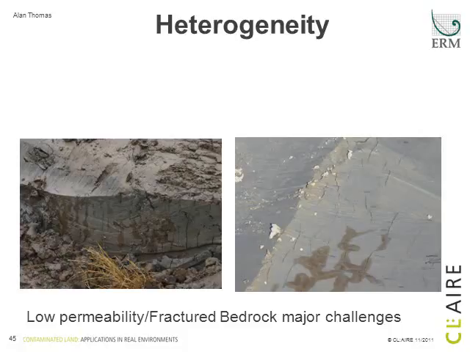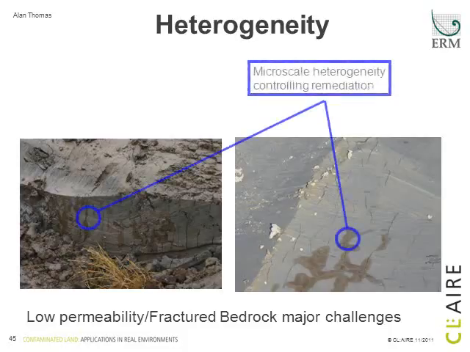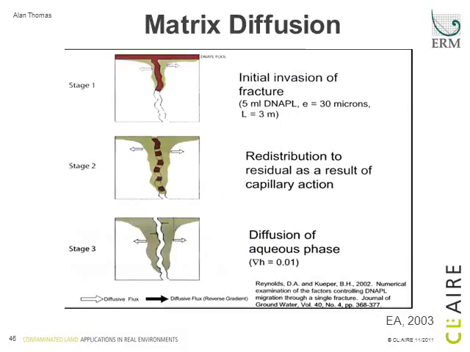And heterogeneity is a key issue. This is in a low permeability clay environment, and you can see how these microfractures within the clay structure are actually controlling the distribution of, in this case, hydrocarbon. But it's really just meant to illustrate the importance that these very small scale structures could have on contaminant distribution, and again you are potentially required to take that into account in the design of a remediation system.